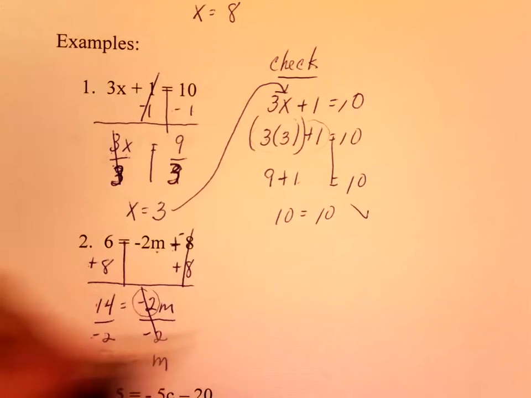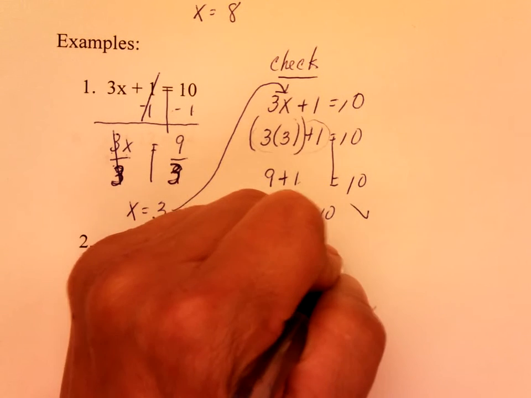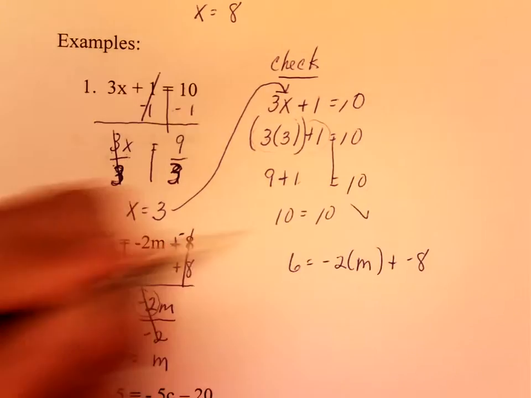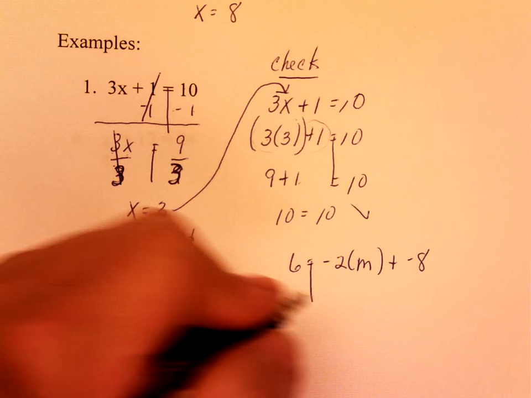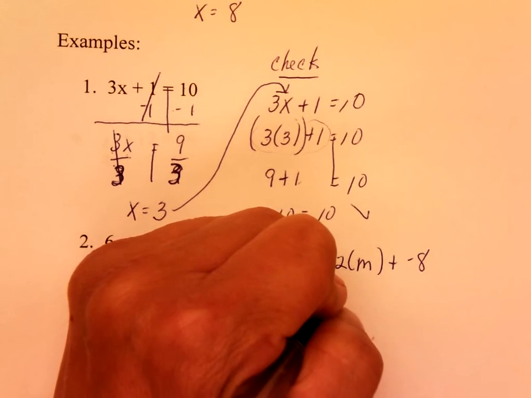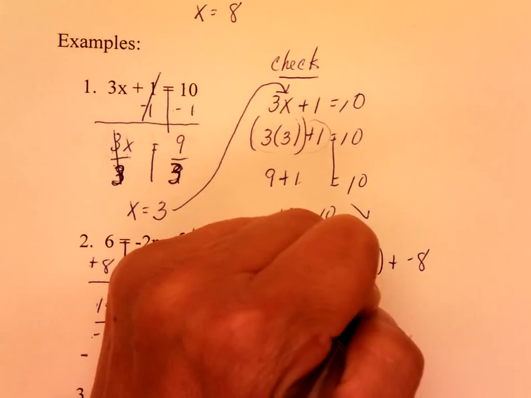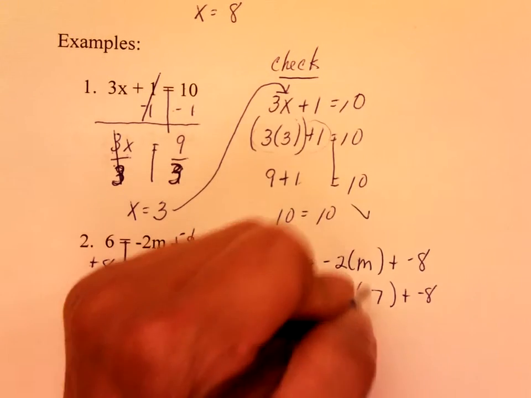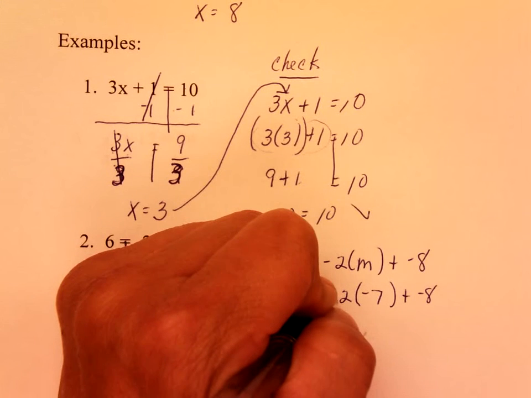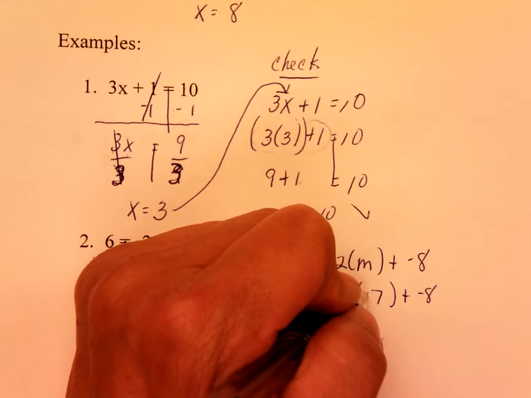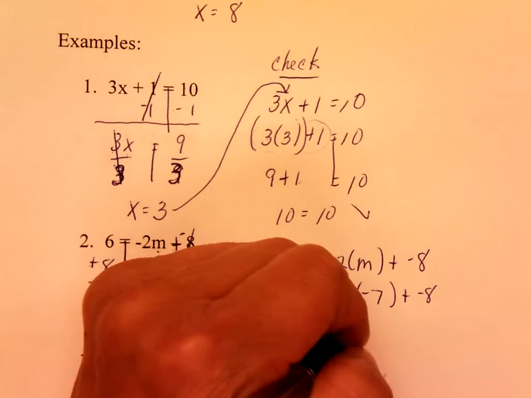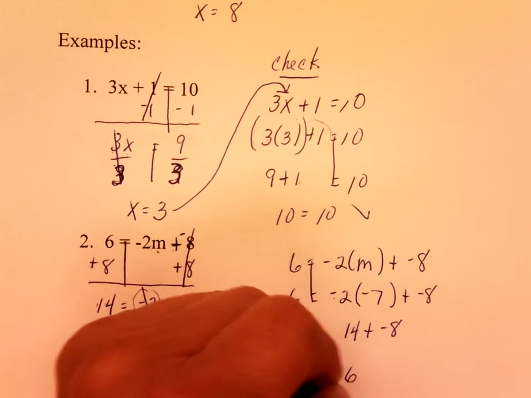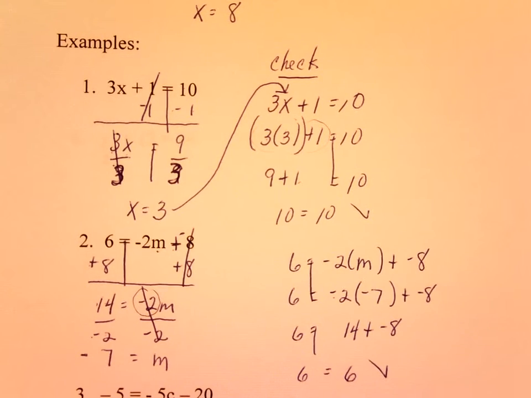Okay, so do your check. You write 6 is equal to -2 times m plus -8. Replace your m with -7, so 6 is equal to -2 times -7 plus -8. -2 times -7, you win, so the answer is 14. Plus -8. 14 plus -8 is 6, and 6 is equal to 6, and that checks out.